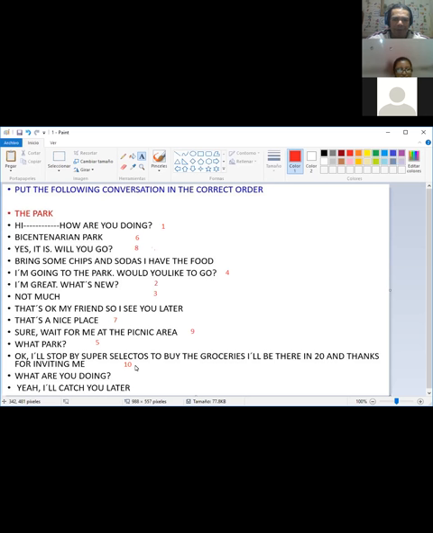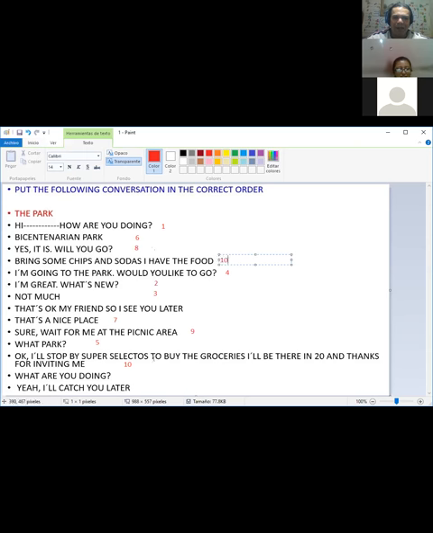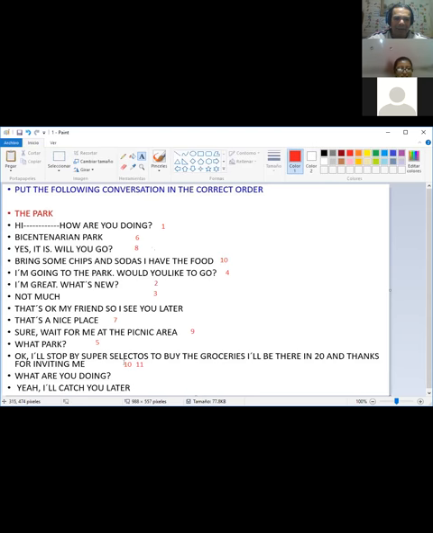Ok. Y la 10 es la 11. Porque le dice, ok. Entonces. Ajá. La 10 es la 11. Alguien lo está invitando. Correcto. Ahí es la 10 y la 10 es la 11. Es la 11. Correcto. Ahí estamos bien, porque le dice, mira, tráete unos churros y una soda, yo tengo la comida. Y le dice, ok, voy a pasar por el Super Selecto y voy a comprar, ok, ok. Voy a estar ahí en 20 minutos y gracias por invitarme, ok. Ahí vamos bien, excelente. There you go, I like it.